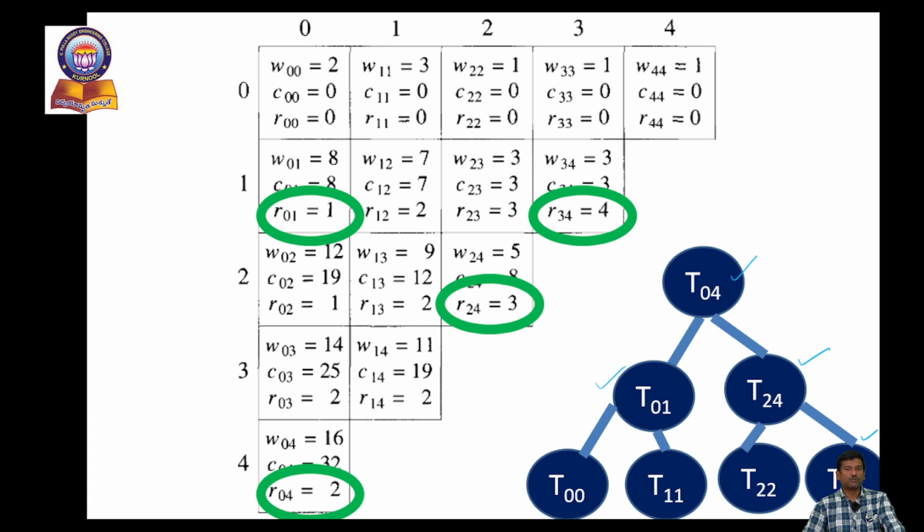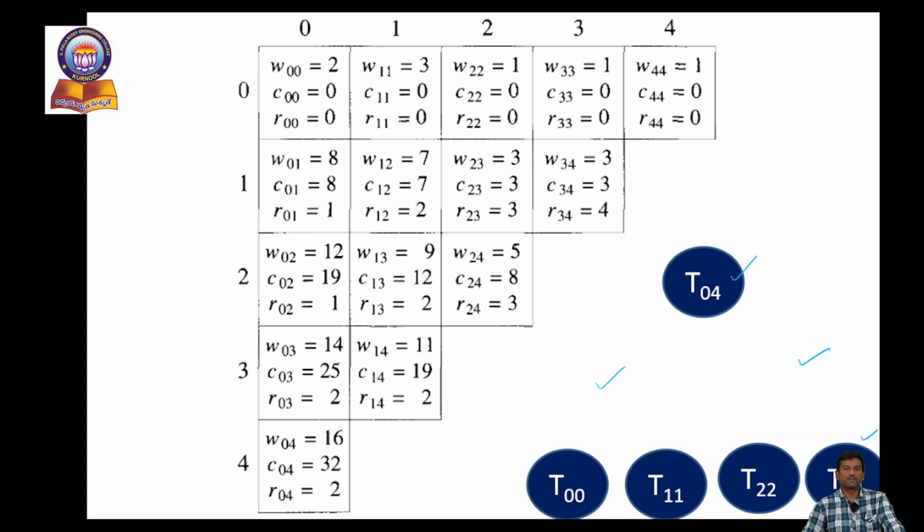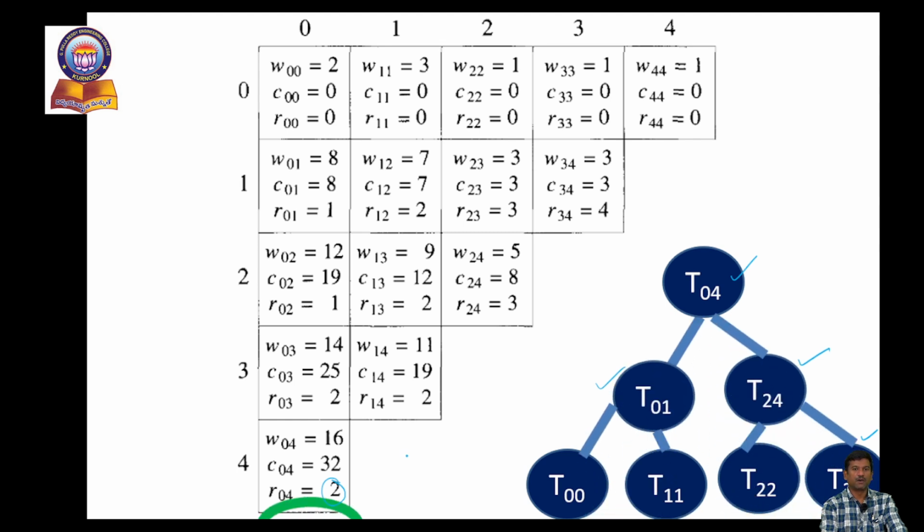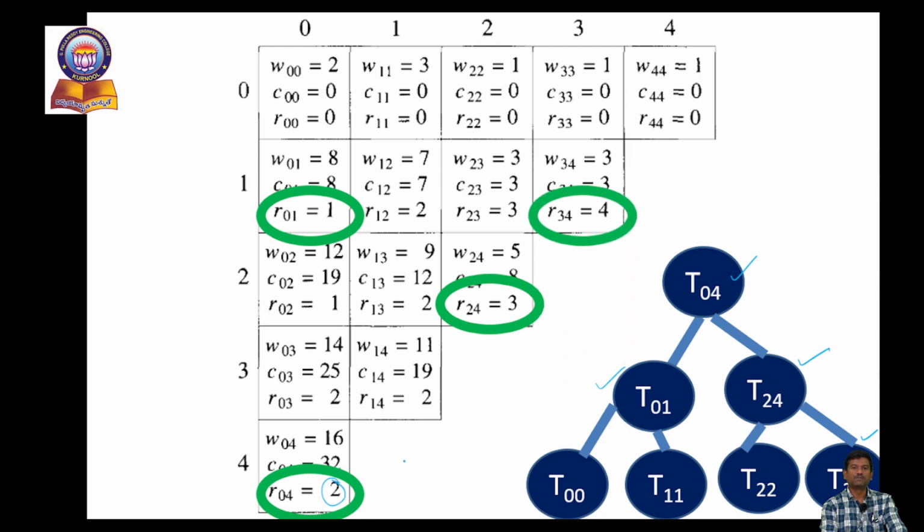So based upon the values stored in this tabular form, the value of R04 is 2, and similarly the value of R01 is equal to 1, the value of R24 is equal to 3, and R34 is equal to 4. What do these 1, 2, 3, 4 indicate? These are the keys, because n equal to 4, there are 4 keys present.